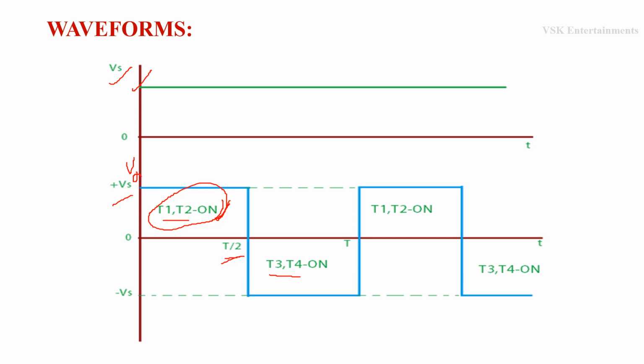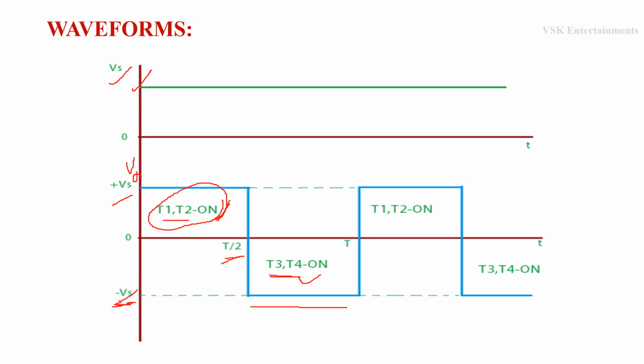Due to the application of gating pulses to T3 and T4, these two start conducting and there is a path for current from source to load. We are going to get the same input voltage as the output voltage, but the negative voltage as output. Why? Because the current direction is opposite to the previous current direction. So we get this amount of voltage as the output voltage, which is negative.